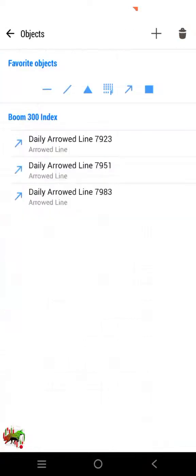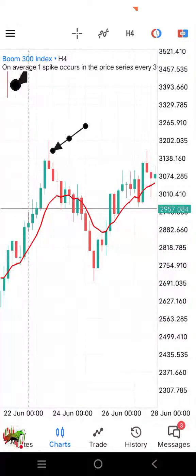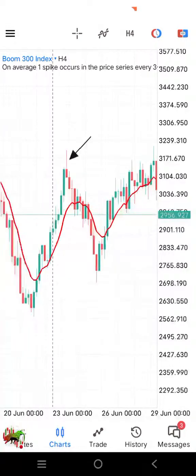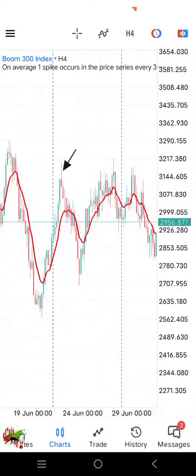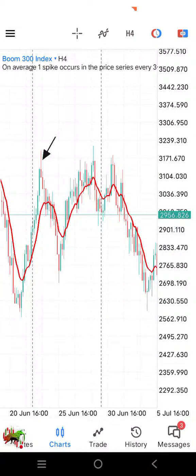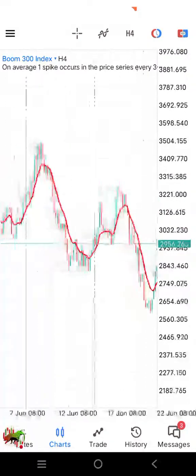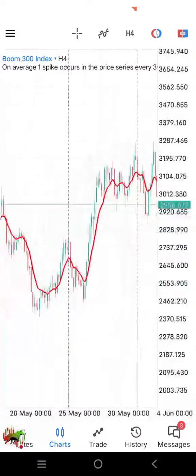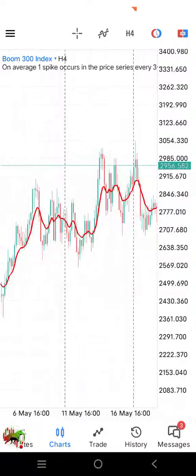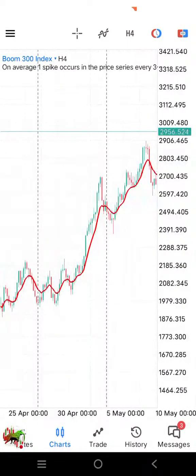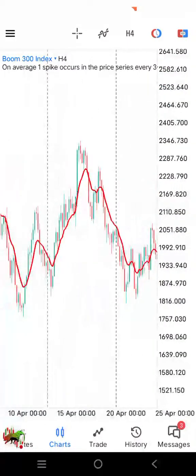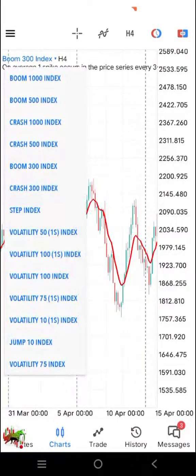Check it out, guys. This is a hammer reversal pattern on the H4 time frame. Okay, and where did the market go? Where did the sell go? This is the 4-hour time frame. So it will work in all time frames. Everywhere you find this type of pattern, it will work.